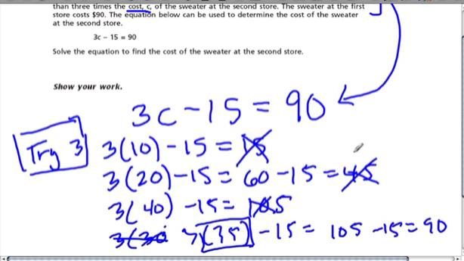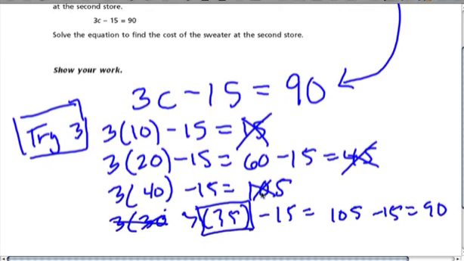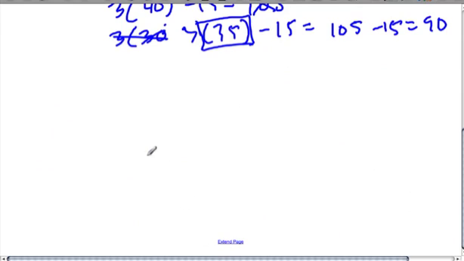And we would get credit because we tried several cases, and 35 finally worked. So this would qualify to solve it. There is a more efficient way. We can solve the equation by finding out what the variable should be.